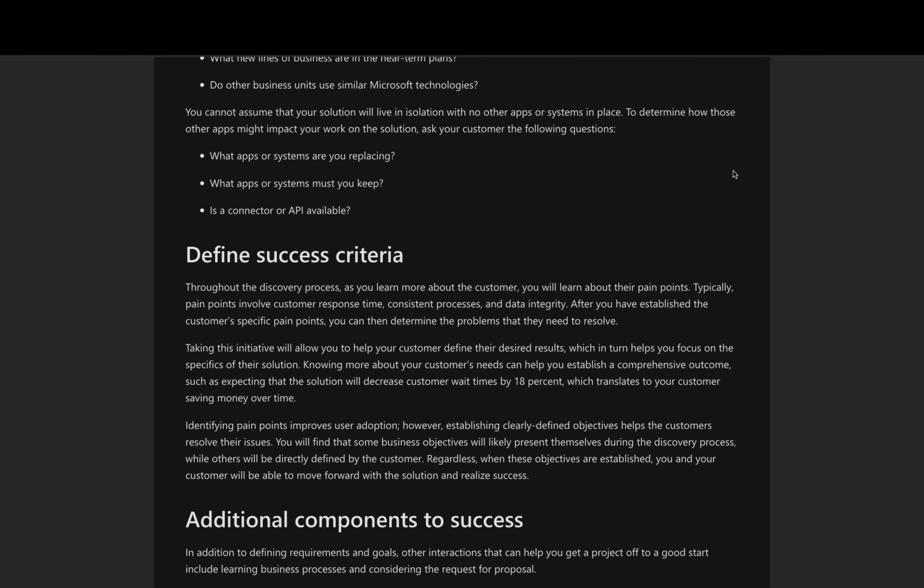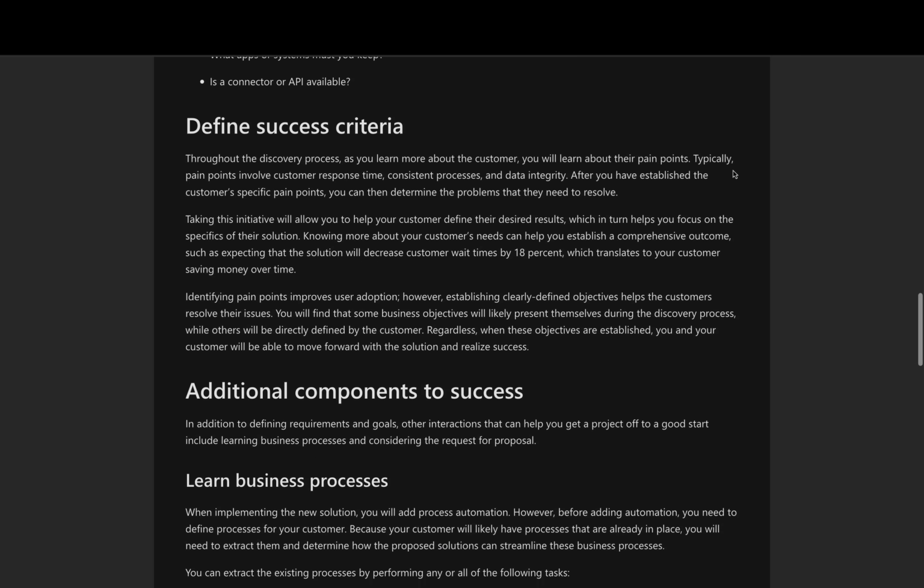You cannot assume that your solution will live in isolation with no other apps or systems in place. To determine how those other apps might impact your work on the solution, ask your customer the following questions. What apps or systems are you replacing? What apps or systems must you keep? Is a connector or API available?